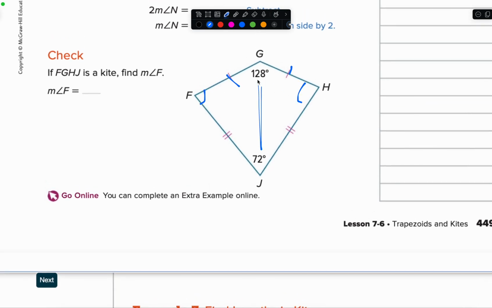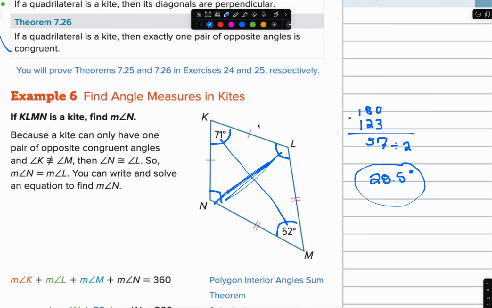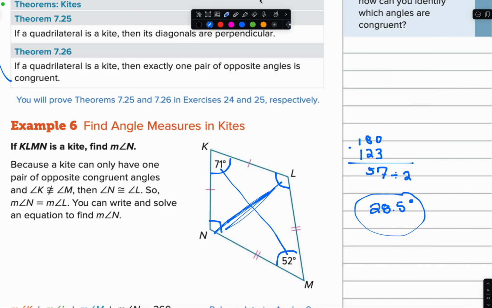You would add these two together, subtract them from, wait a second. I did not do that right. Are you yelling at me yet? I said you subtract it from 360. For one thing, that does not look like a 28.5 degree angle.